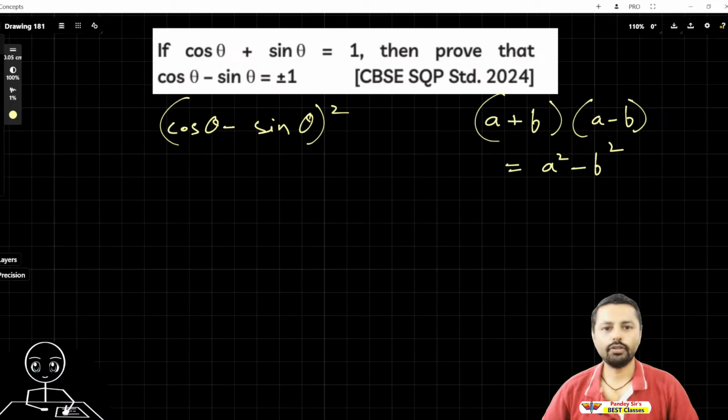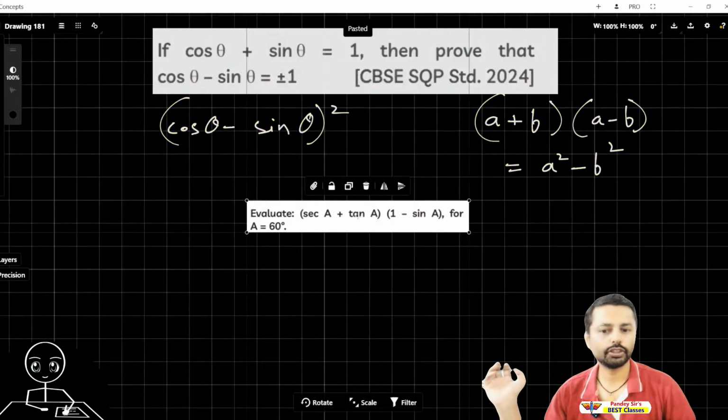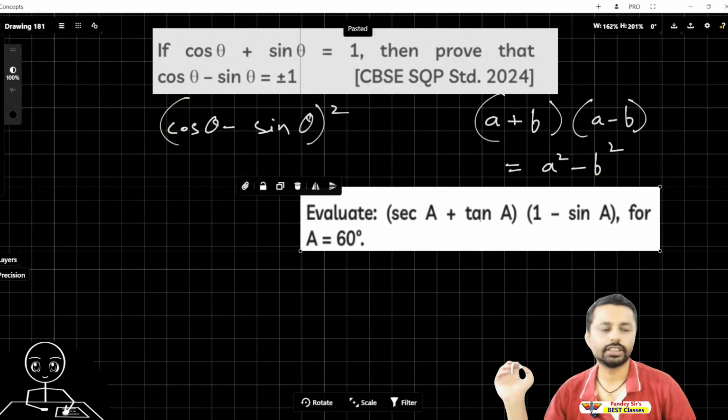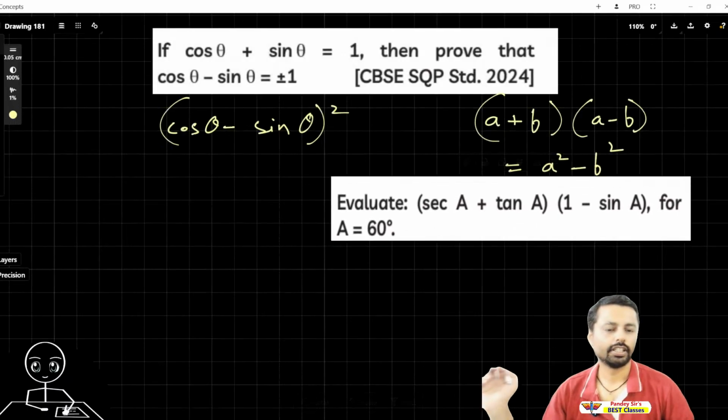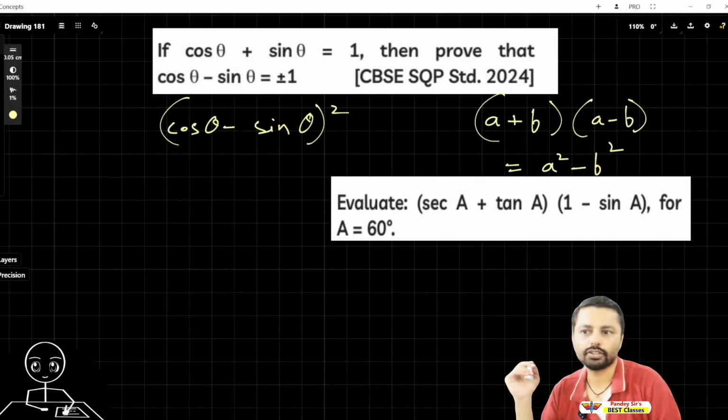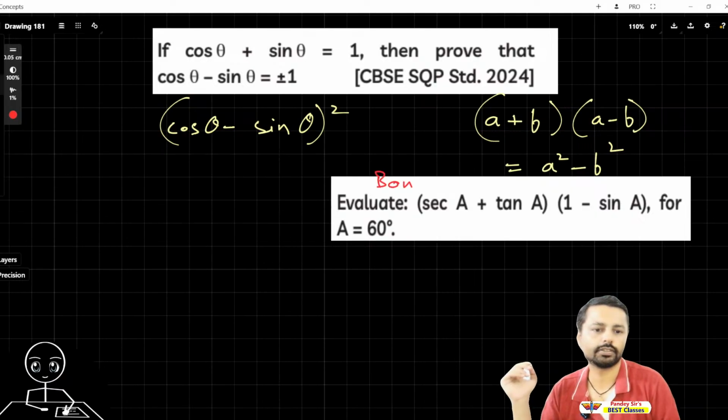So evaluate. This is a bonus question for you people. You have to use just a 60° and find the correct answer. Let's see who finds the correct answer for this question. So this is the bonus question.